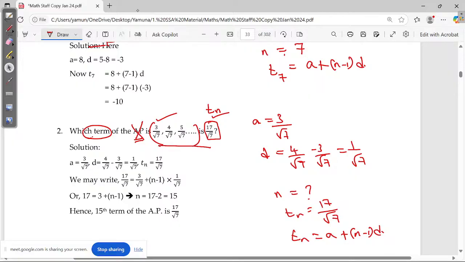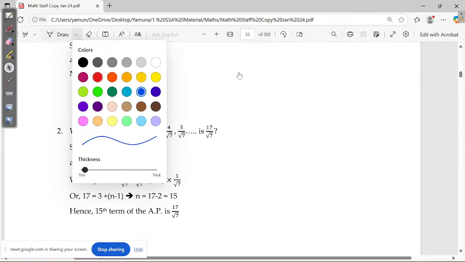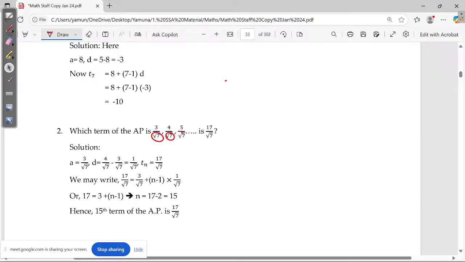How will you find whether this is AP or GP? The hint is the common difference. If you check these three terms, what's the difference? 4 by root 7 minus 3 by root 7, which is 1 by root 7. If you check these two terms also, you have to get 1 by root 7. This problem is quite simple, because in the denominator you find all the values are root 7.